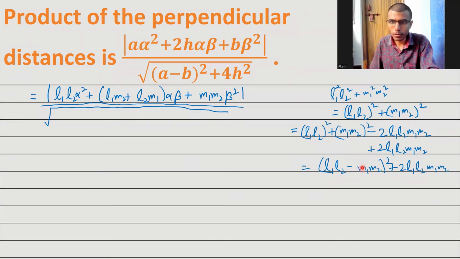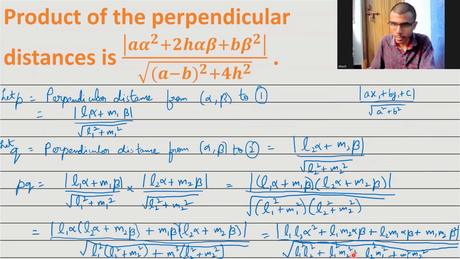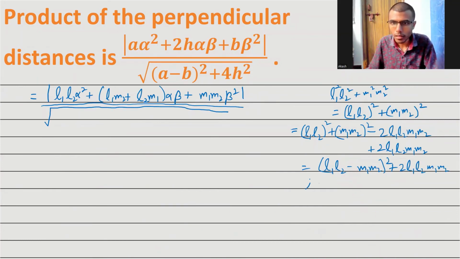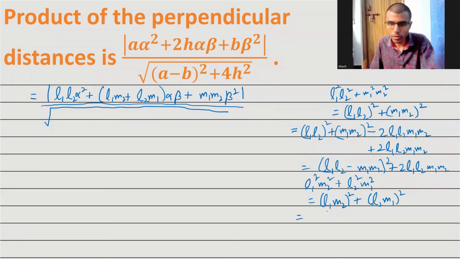Now similarly, I'm going to do something similar for the center two terms, L1 square M2 square plus L2 square M1 square. This is nothing but L1 M2 whole square plus L2 M1 whole square. Now this is of the form a square plus b square. I want to convert this to the form a plus b whole square. Why?